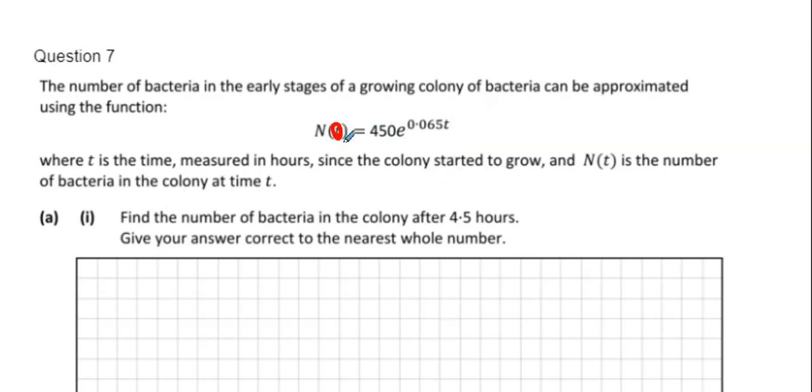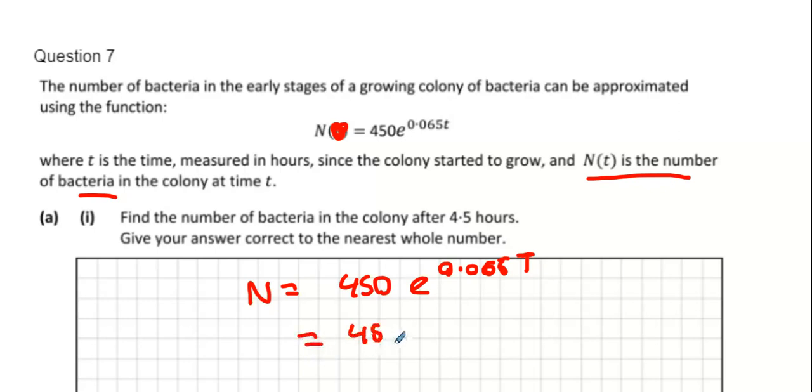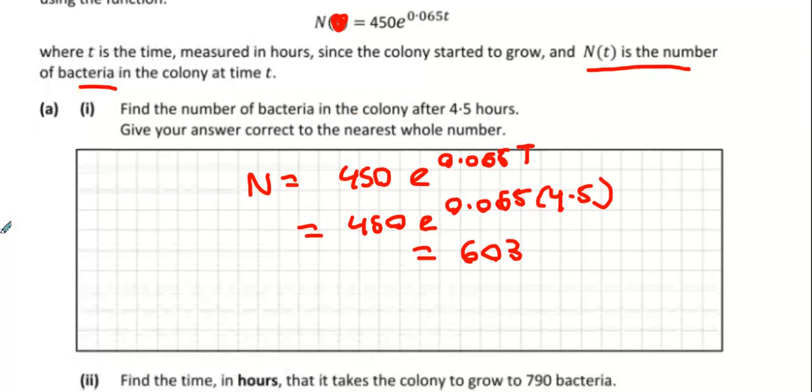Once again, N(t) is the number of bacteria. So it might as well be just N equals 450 multiplied by e to the 0.065t. Okay, what's the t value we're looking to use? Yeah, and this question was meant to be like, here, have some marks. Just lob in your 4.5, use your calculator. Happy days. We're all going to get some nice marks. 603. Now, everybody happy with 603? That's the first question done, believe it or not.